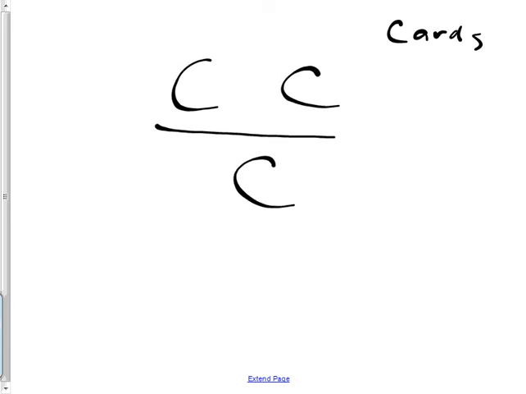All right, let's do a more normal CC over C kind of question. Let's do it with cards this time. And let's say that it's a 52 card deck. And let's say that I want you to try to tell me the probability of getting 4 aces and then a 2. What's the probability of being dealt 4 aces and a 2, given that you're going to be dealt 5 cards?